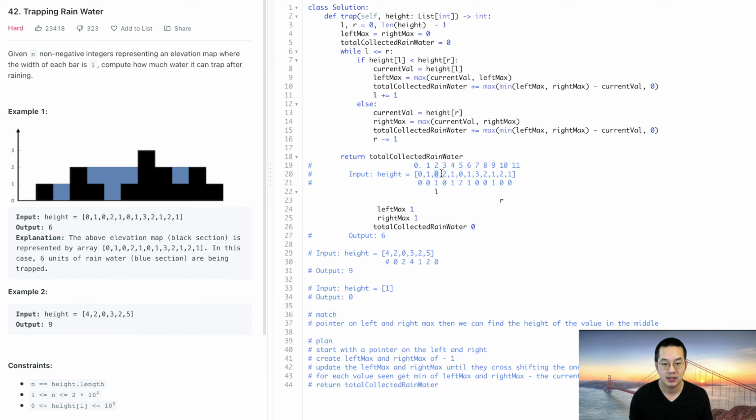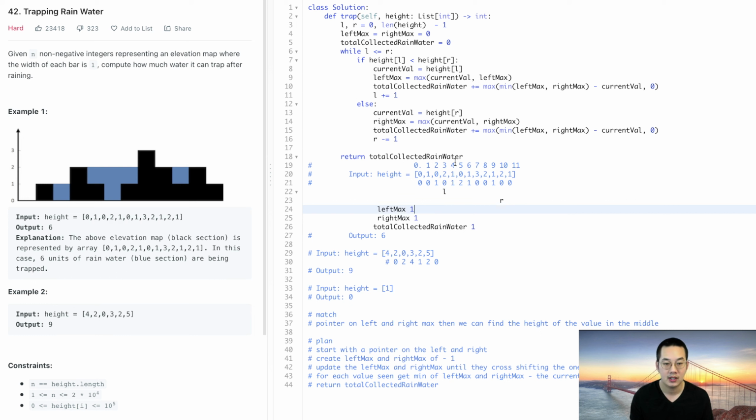This L points is 0. So basically, we have a left and right. Perfect. And we found that the minimum is 1. 1 minus the current value of 0 is 1. So we take 1 and we add it to our rainwater. This is exactly as we planned. Now we move the left pointer forward and we see a 2. As we see a 2, we update the left max.